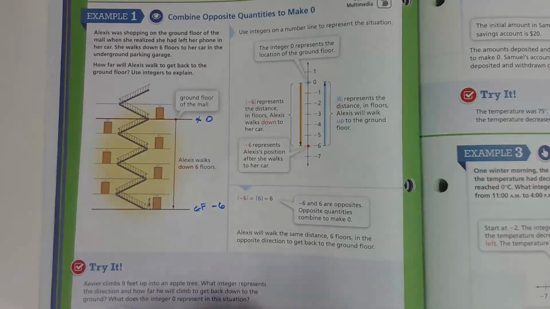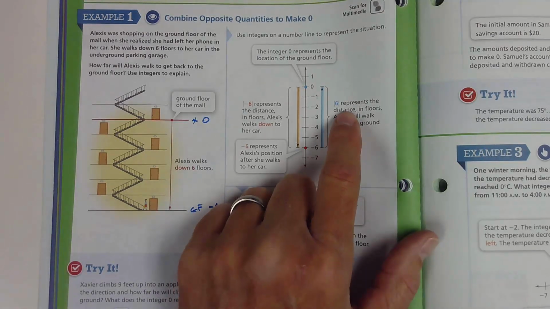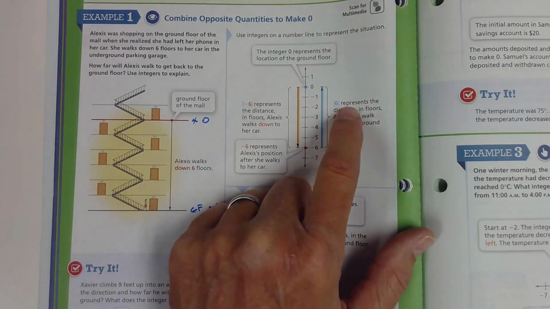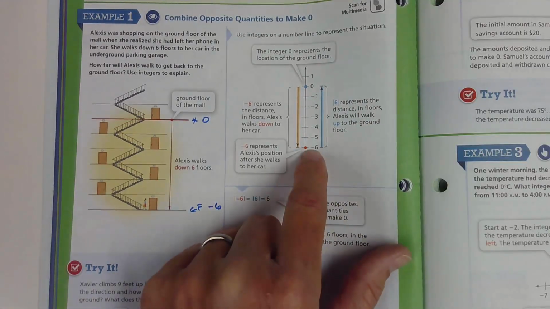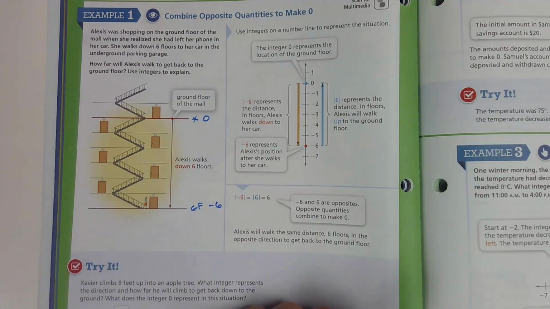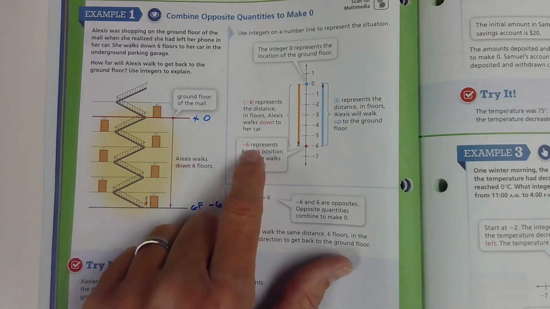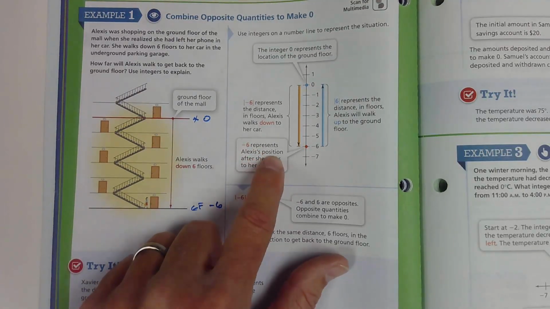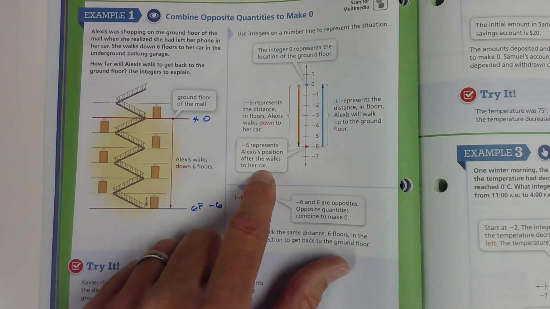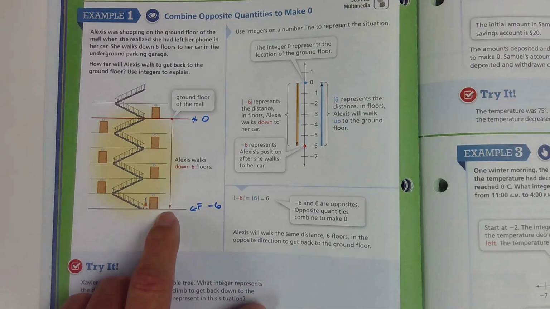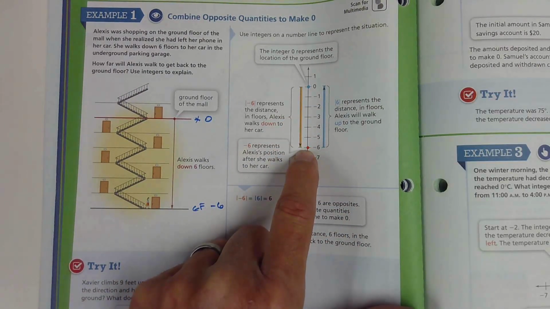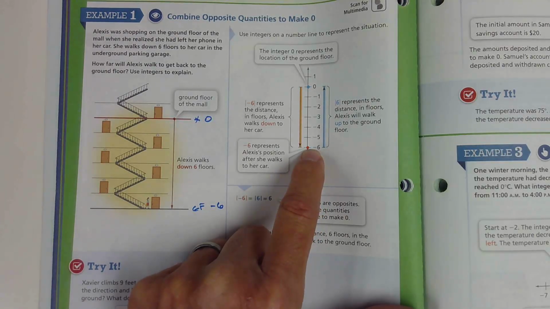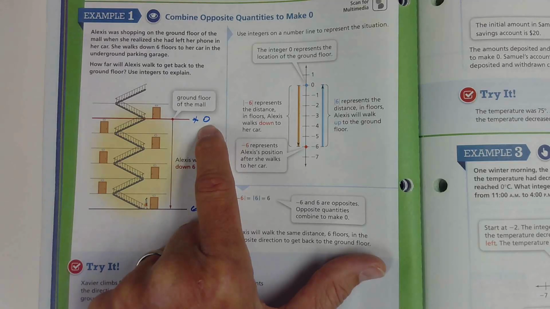And so in this example here, it says the absolute value of 6 represents the distance in floors she'll walk up to get back to the ground floor. And then it says -6 represents the position after she walks to her car. Remember, her car is on the ground floor. So she walked down -6. Okay, she's 6 floors below ground level, and ground level is 0.